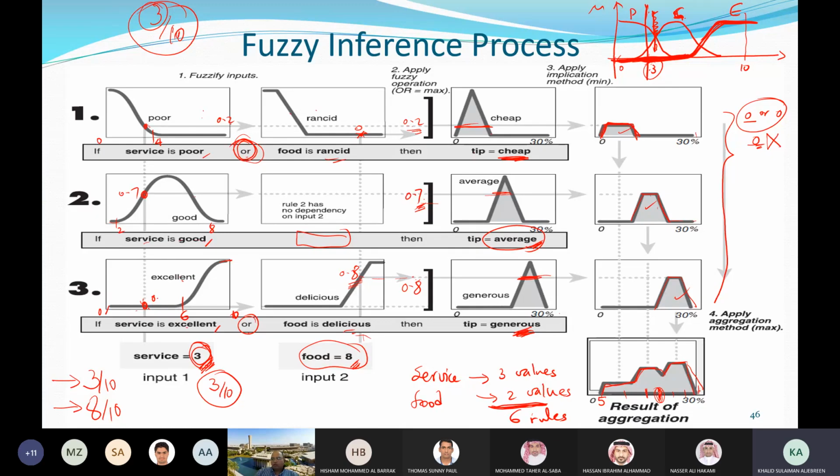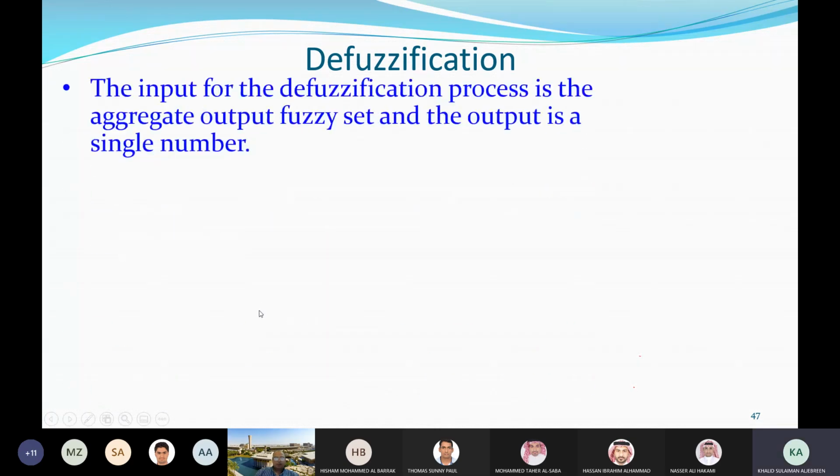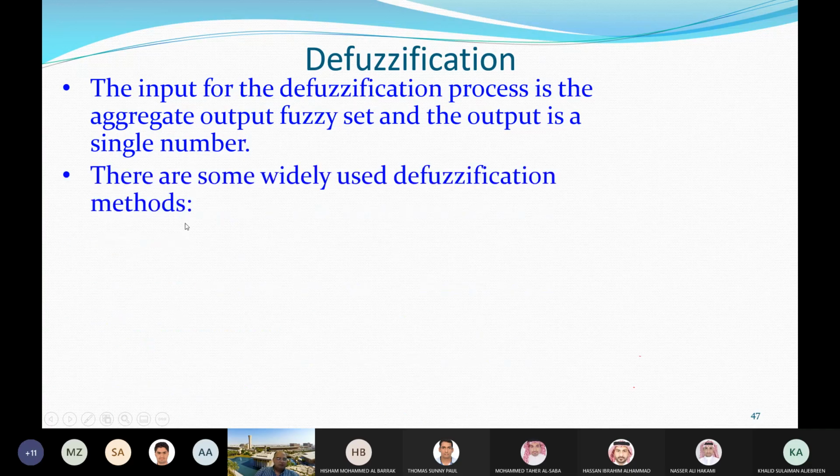The question now is how to convert this to a numerical value between 5 and 30. This is what we address here in defuzzification. I hope things are clear. Yes, Doctor, they are. Thank you. The input of the defuzzification process is the aggregated output fuzzy set, and the output is a single number. So we convert from the output fuzzy set to a single number.